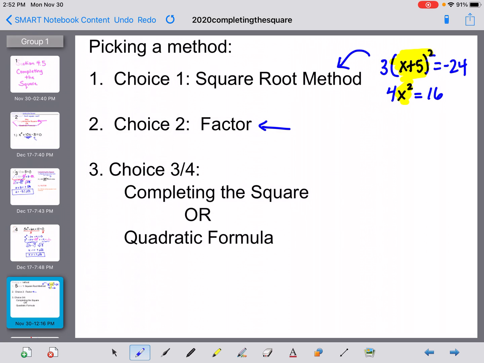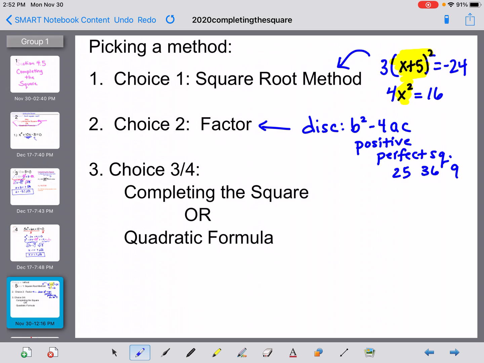There is another trick. If you find the discriminant of the quadratic, right, which is b squared minus 4ac, if that discriminant is a positive perfect square, then that problem is factorable. So if your discriminant is 25, it's factorable. If your discriminant is 36, it's factorable. If your discriminant is 9, it's factorable, right? Positive perfect squares, it's factorable. Other than that, it's prime. So that might help you in choosing a method.